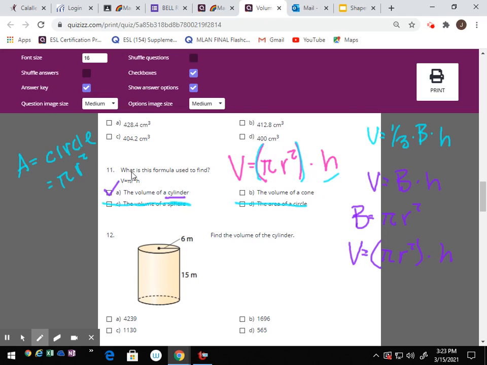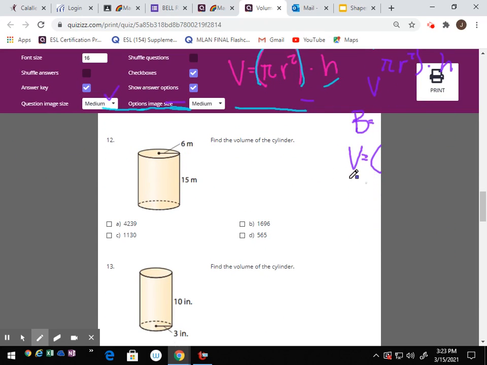Pi r squared is the area formula for a circle, but when we multiply by the height, we're looking for a cylinder. Now, if this formula had a 1/3 in front of it, then we would be looking for a cone. But there's no 1/3 in here, so we're only looking for a cylinder. We're going to go to question number 12 now.